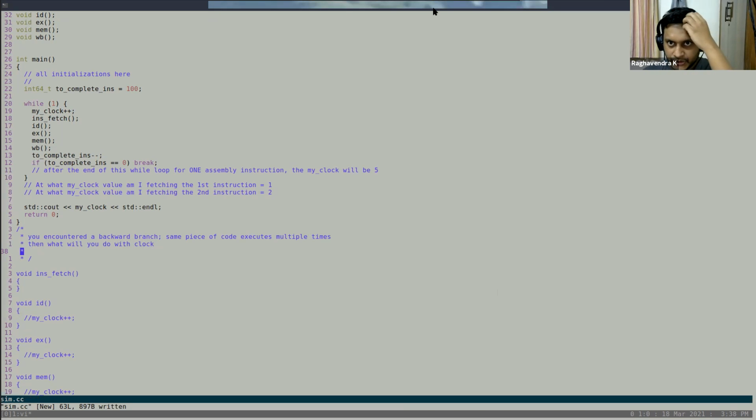Okay. Are there any questions, or we'll move to the next topic? So for the forwarding part, we have to implement only those two forwarding, from the memory and execution stage to the ID/RF? Yeah, that's fine. Yes.